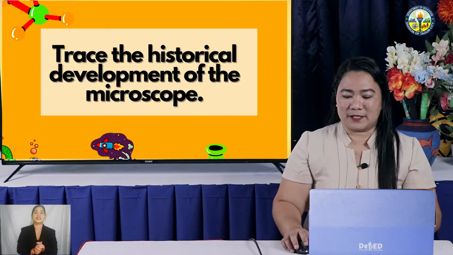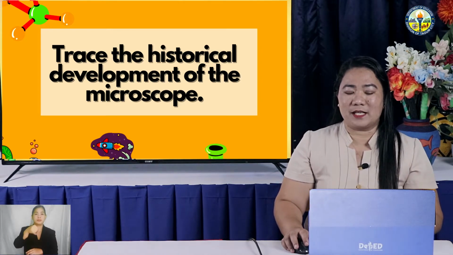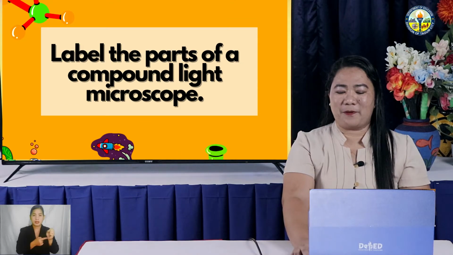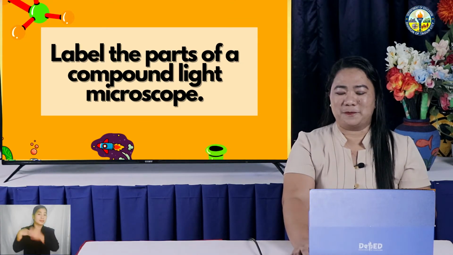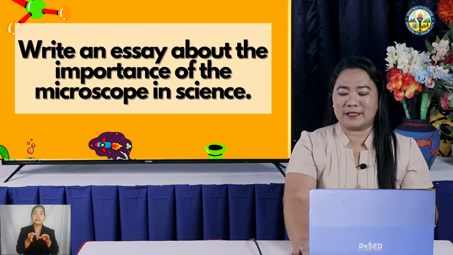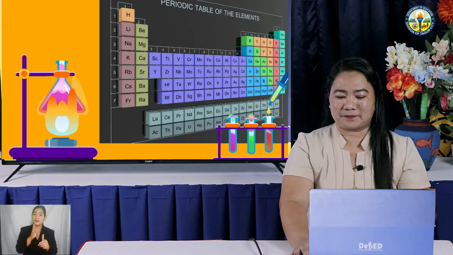Here are our learning objectives. Toward the end of this episode, we will be able to trace the historical development of the microscope, label the parts of a compound light microscope, describe the functions of the parts of the microscope, and write an essay about the importance of the microscope in science.